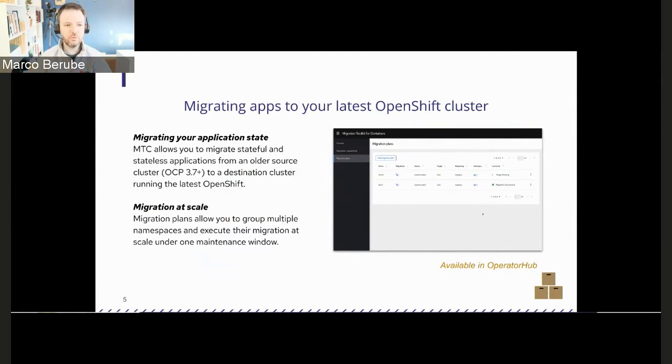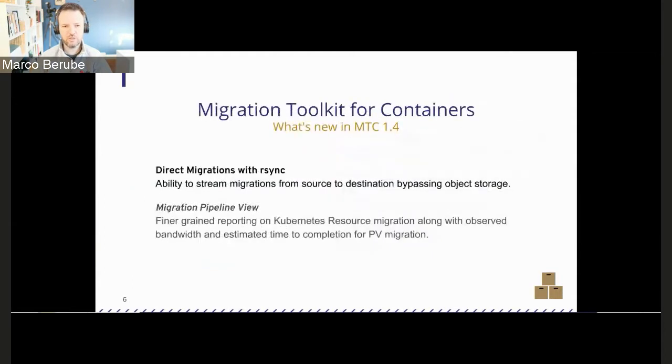So on the OpenShift side, it will be OpenShift 3.7+. So any release after that is supported by the tool. The Migration Toolkit for Containers, we just released version 1.4. As I was pointing out before, all the work is done upstream under the Crane community. So what we have in Crane is always the latest and greatest.